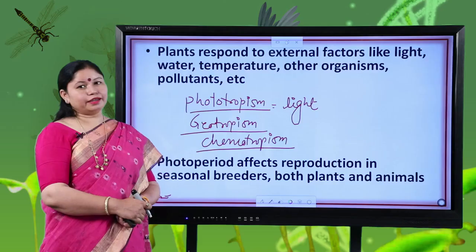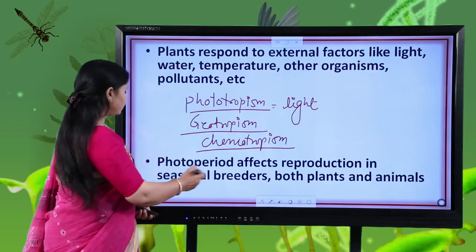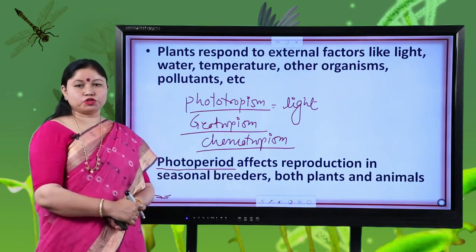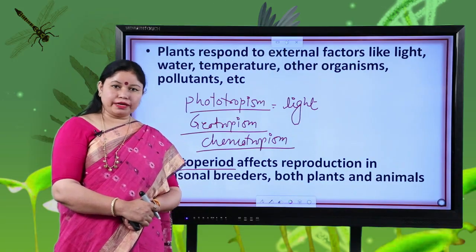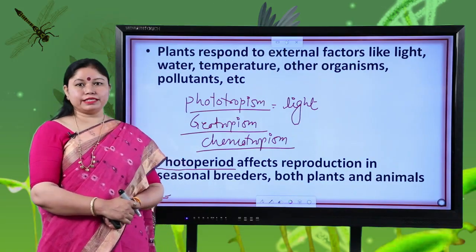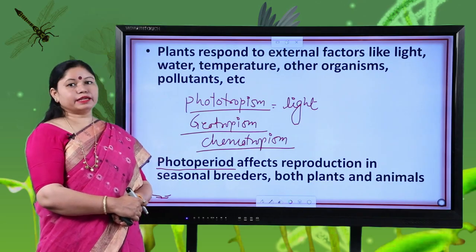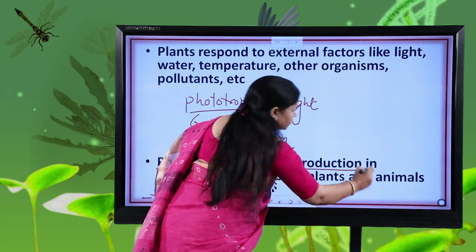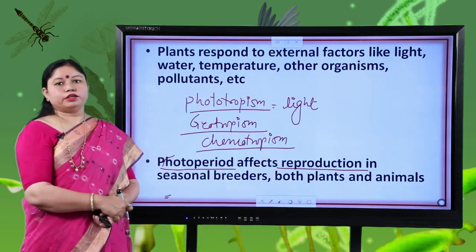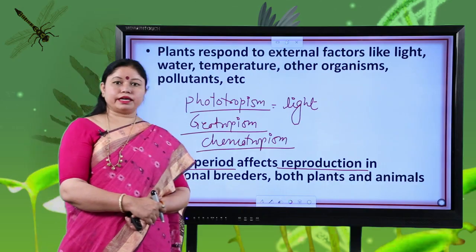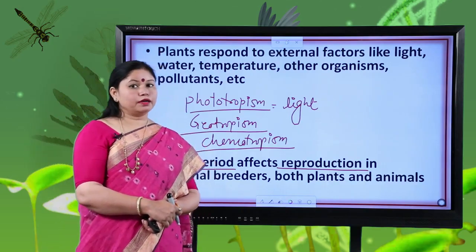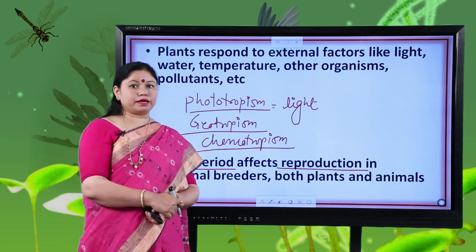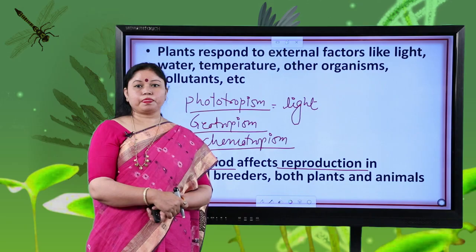Let us understand another kind of response shown by both plants and animals, that is the response towards photoperiod. Photoperiod is the duration of the light and dark period available to plants and animals, and this period actually affects the reproduction in seasonal breeders. You might have noticed that flowers bloom in a particular season of the year. Butterflies also, you must have observed them in large numbers during spring.